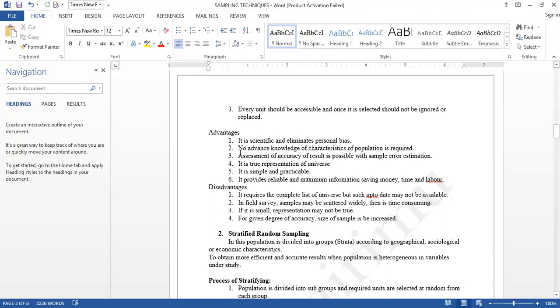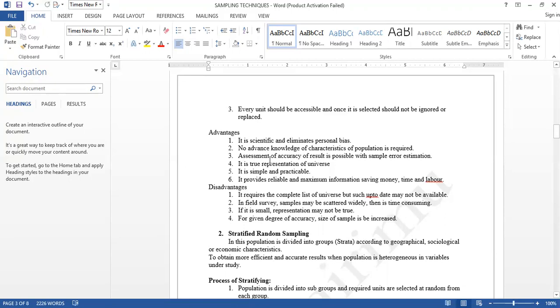The personal judgment is actually eliminated, and so this helps to minimize what we call the errors which could be associated with the sample, and out of that you can now make a good inference about the population based on that particular sample.